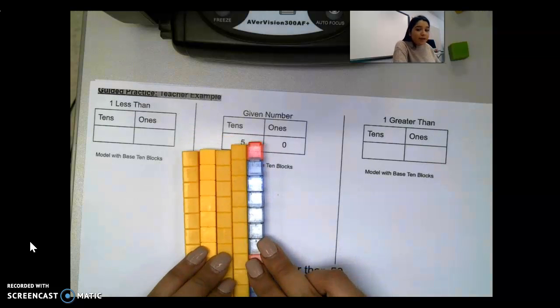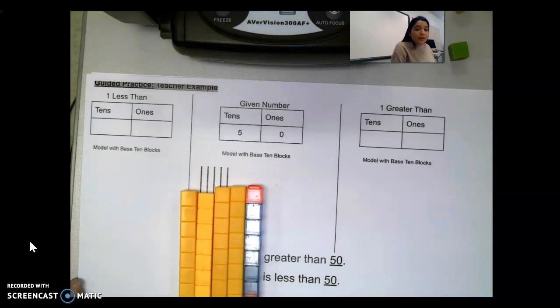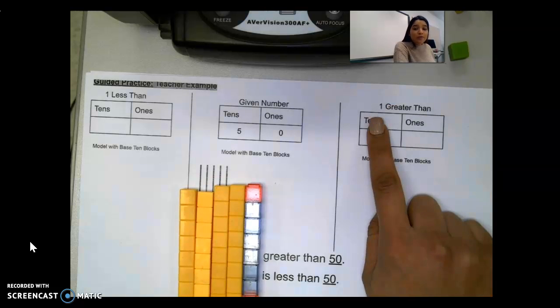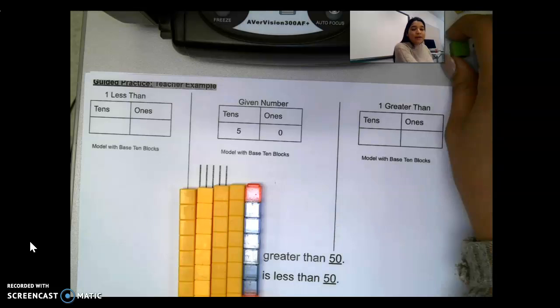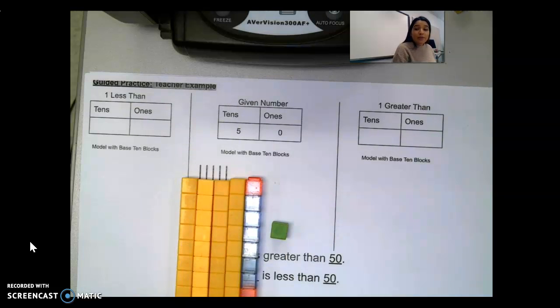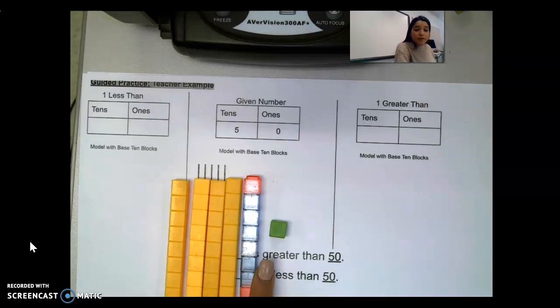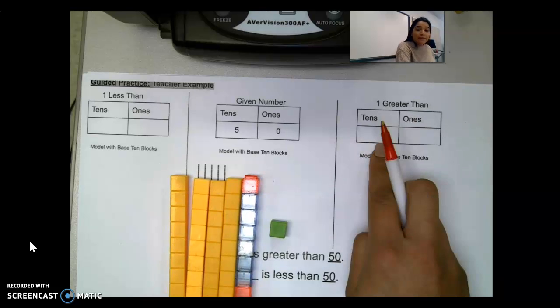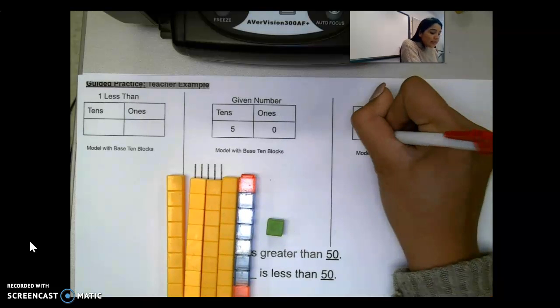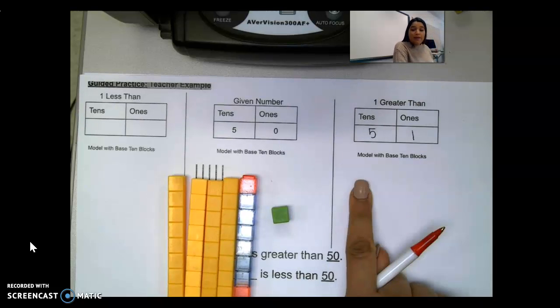So I have 50 right here. I have 5 tens and 0 ones. So let's go ahead and do 1 greater than. So 1 greater than, all I have to do is add 1. 1 ones. So I just added ones. So now let's count how many we have. So 1, 2, 3, 4, 5 tens. So I'm going to write 5 tens right here in the tens column. And we just added 1. 1 ones. And we're going to draw it out.